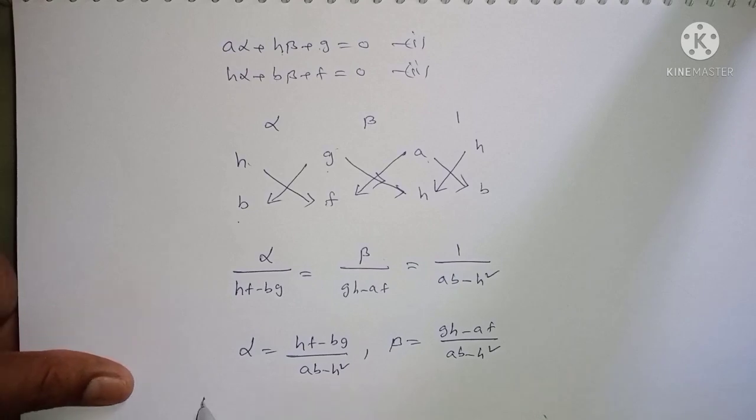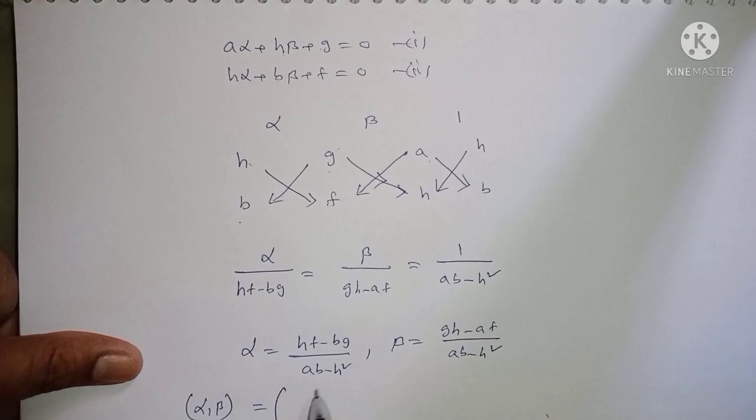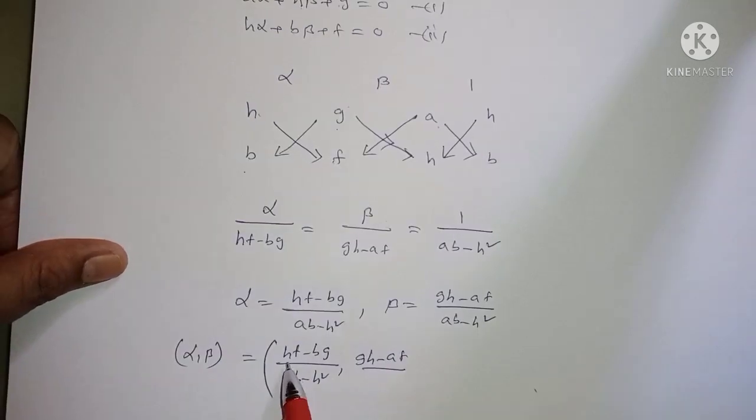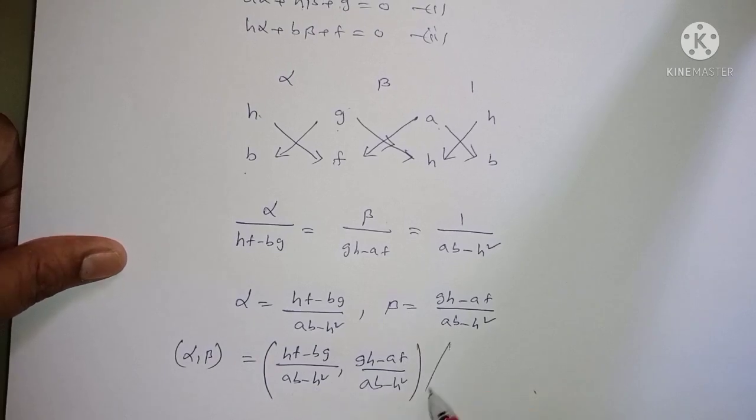Therefore, the coordinates alpha comma beta is equal to hf minus bg by ab minus h square comma gh minus af by ab minus h square.